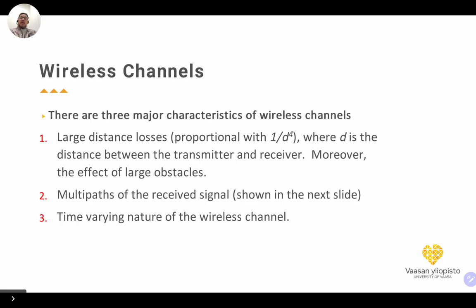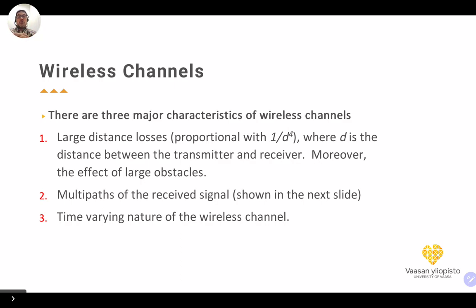When we talk about wireless channels, there are three major characteristics. The first is large distance losses. By large distance we mean losses affected by large movements. By moving meters or tens of meters, we will see the impact of that movement on the attenuation, on the losses at the receiver side.